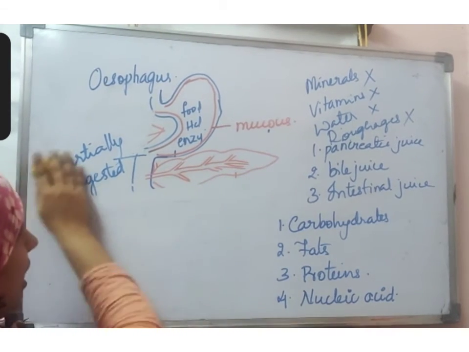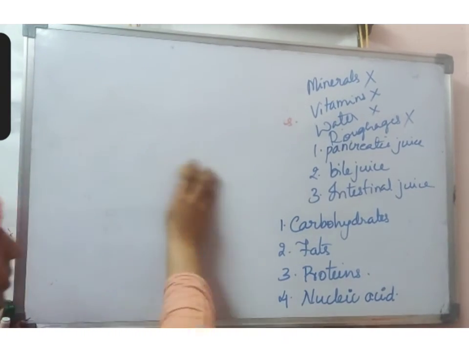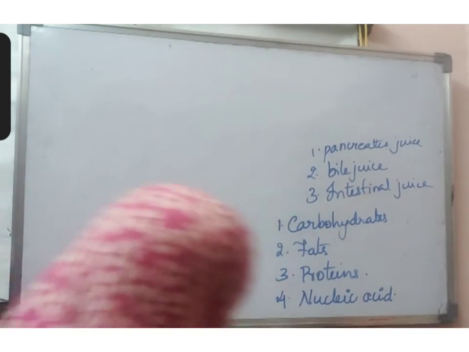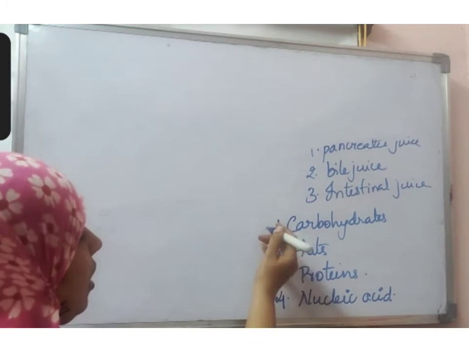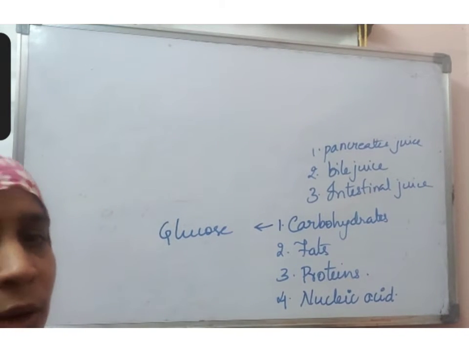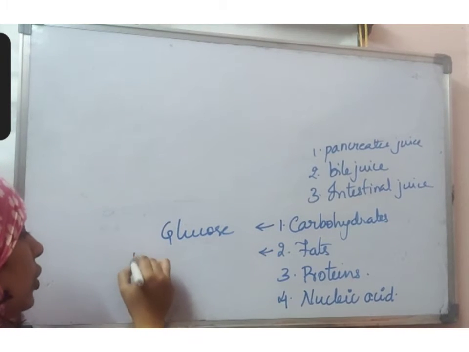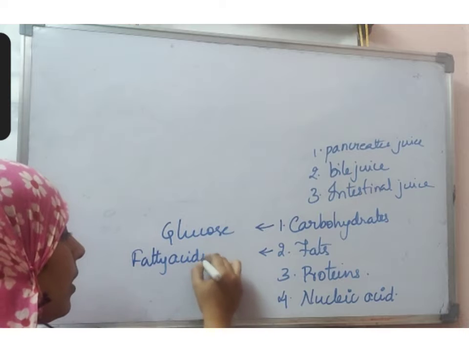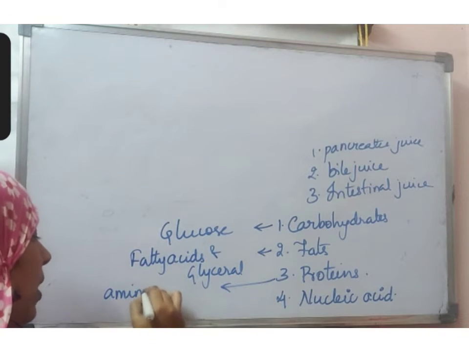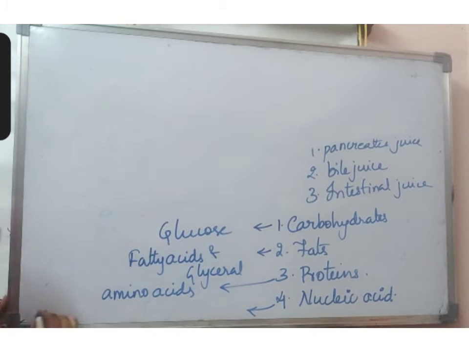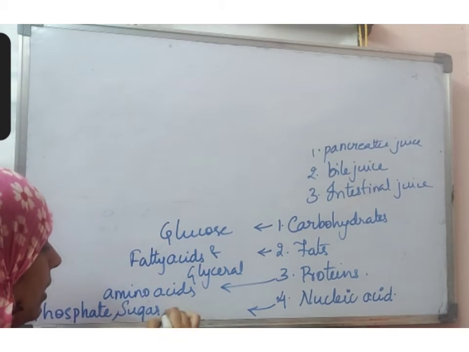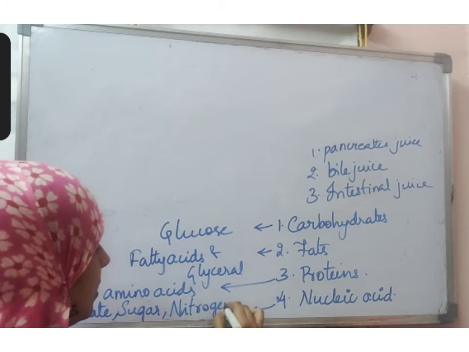What will happen to them when they are digested? Because of the action of pancreatic juice, bile juice, and intestinal juice, the three of them will act on these substances. Carbohydrates are finally converted into small molecules called glucose. Fats are converted into small molecules called fatty acids and glycerol. Proteins are converted into small molecules called amino acids. And nucleic acids are converted into phosphates, sugar molecules, and nitrogen bases.